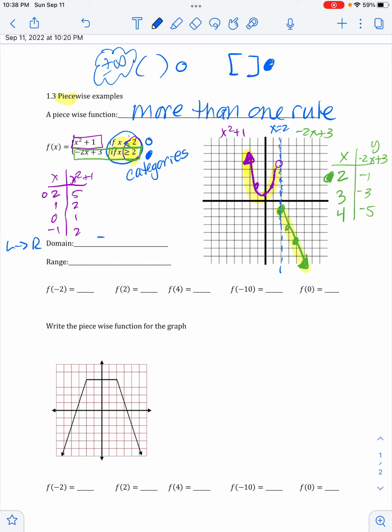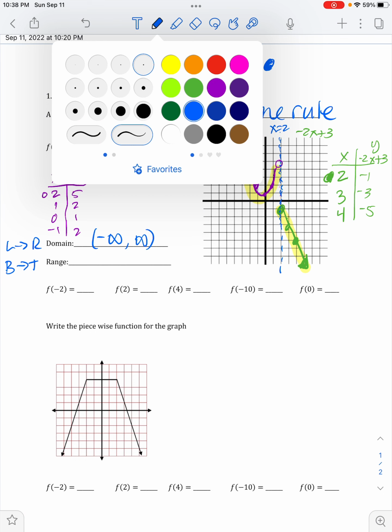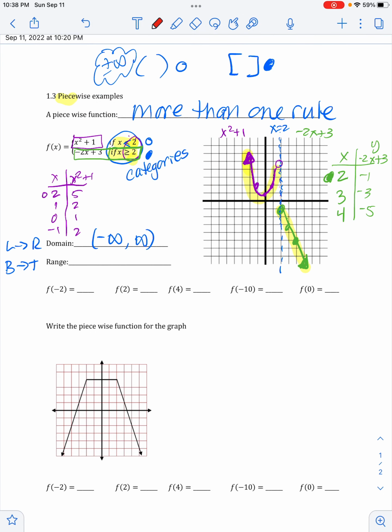And we would write that as saying, I will go from negative infinity on the left to positive infinity on the right. I use parentheses rather than brackets because I never really get there. Range is my y's, and that's going to go from the very bottom all the way up to the top. But if you have a region where this graph doesn't actually have values, you have to be careful about that. And we do have that.